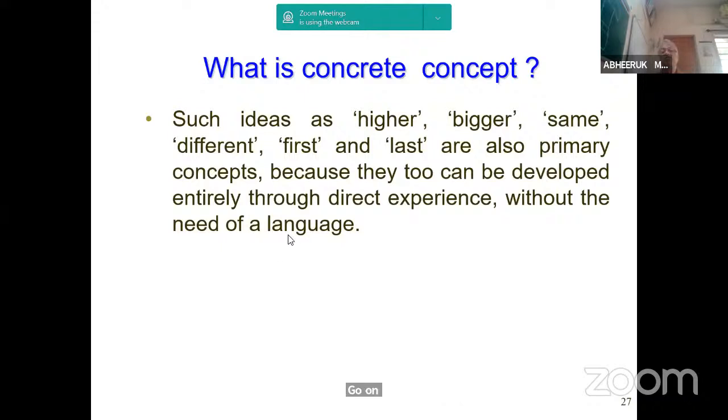Directly they can teach, or by language also you can teach. In the books they show two figures: one is higher, one is bigger, one is the same. Or you can show the actual things in front, different objects in our everyday life, and from that also you can teach.